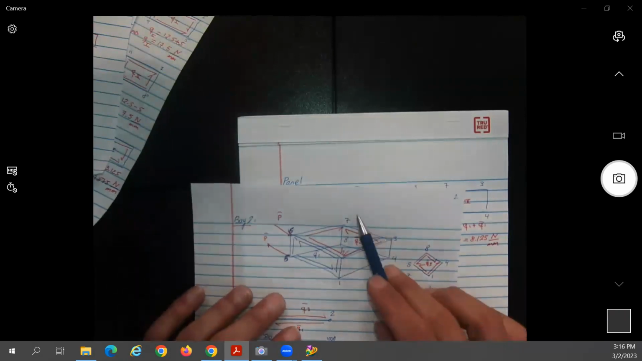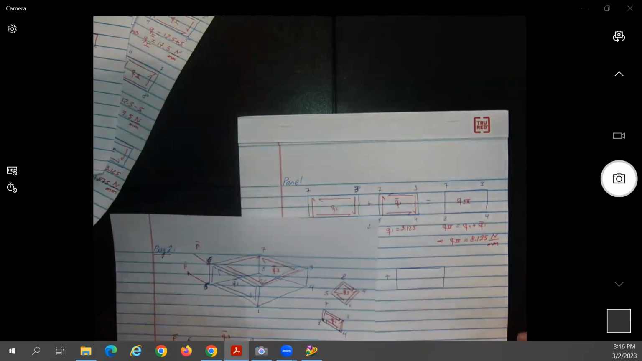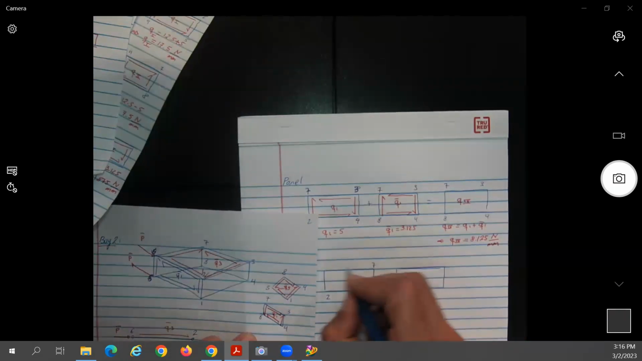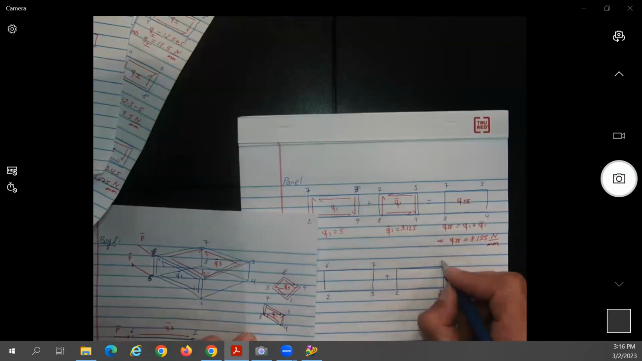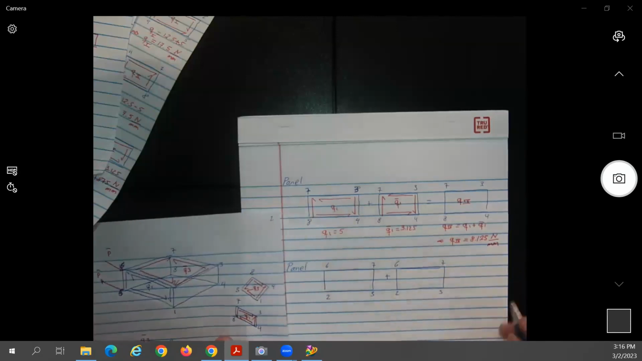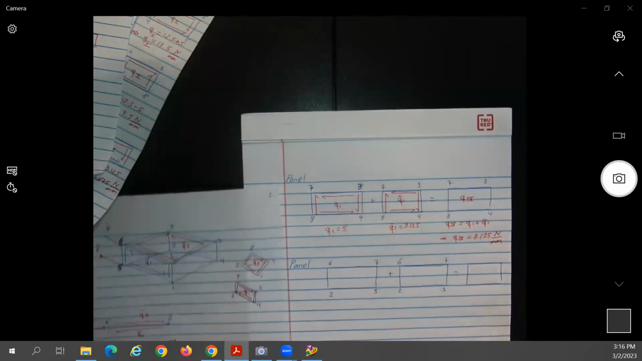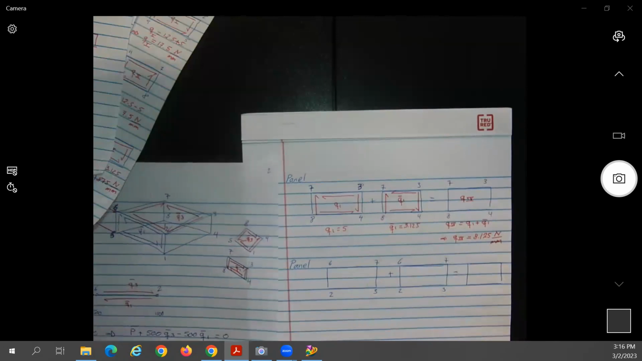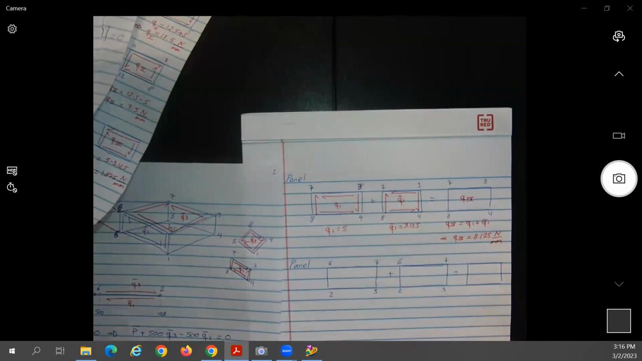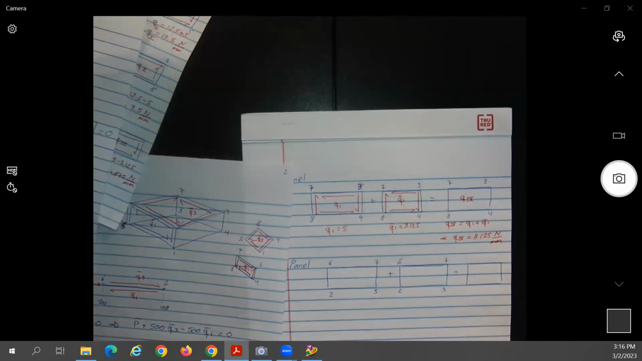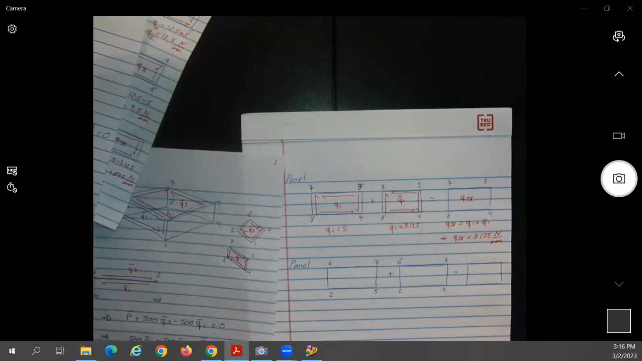Is that the panel 2, 3, 6, 7? Okay, so you see the ones I have will be then 2, 3, 7, 6, equal to 2, 3, 7, 6. So let's see. What was the value that we had for Q3? Positive or negative? We had negative. So that means that between 2 and 3 it is going to go in the opposite direction. So it's going to go this way.